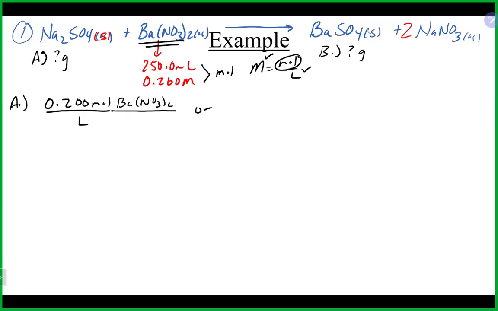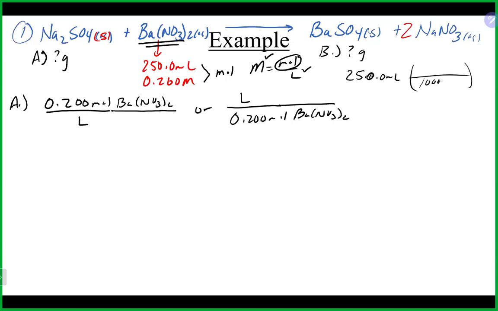Or I could use it the other way. I could flip it around and do the liters on top and the 0.2 moles of barium nitrate on the bottom. And again, I'm going to take a more dimensional analysis approach here. We also need to convert our volume into liters. So that is 250 milliliters. 1,000 milliliters is a liter. That gives me 0.25 liters.